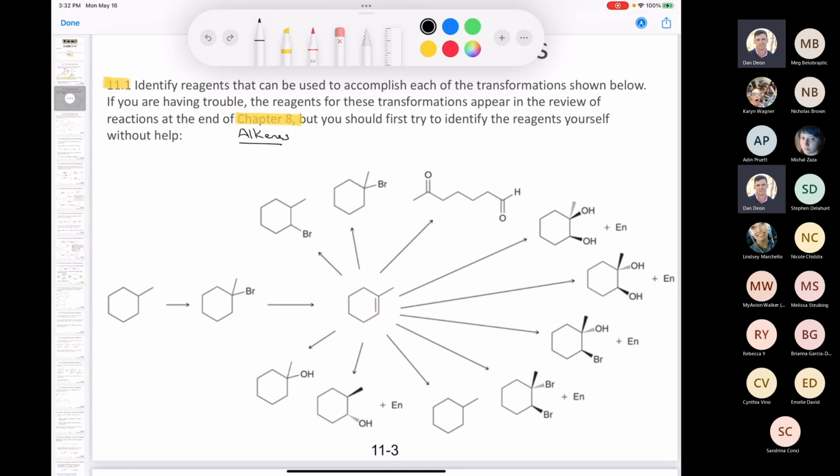Let's start with this reaction right here. If I want to add bromine, or HBr rather, across this double bond, the one that I have the yellow line on, would that be a Markovnikov or an anti-Markovnikov addition of HBr across that double bond? Not a trick question.